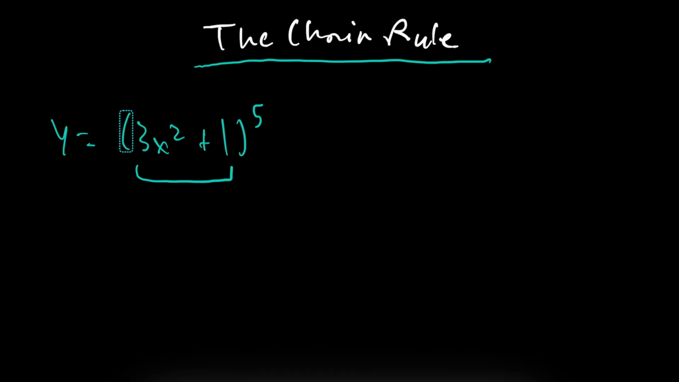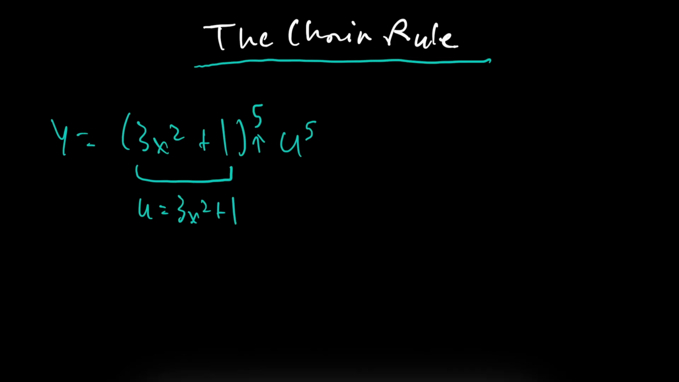You could consider this as your inner function. Let's say we call that u. U is equal to 3x squared plus 1. This could be considered an inner function, right? And then this fifth power can be considered an outer function, u to the fifth power, right? How do you take the derivative of an expression like this?